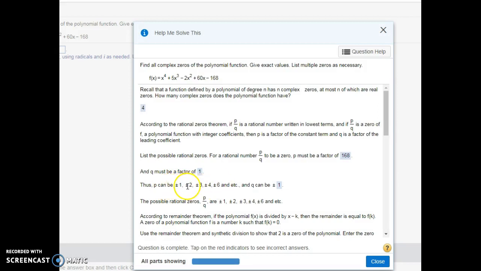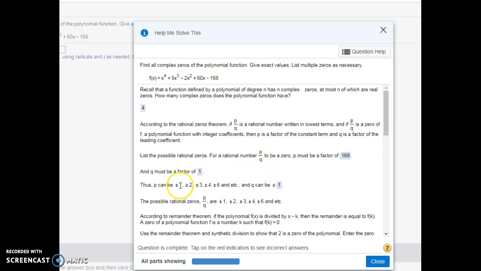Plus or minus 1, plus or minus 2, plus or minus 3. All these numbers divide 168. And then you also need to list all the factors of 1, which is easy. It's just plus or minus 1. And then create all the fractions that you can from taking one number from this list, it goes on top, and one number from this list, which there's only one number here, and it goes on bottom.